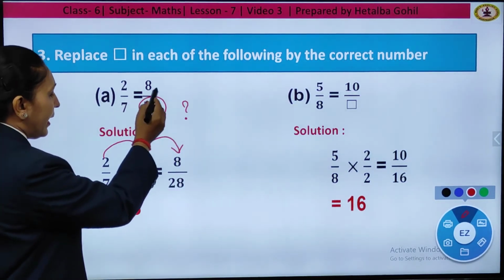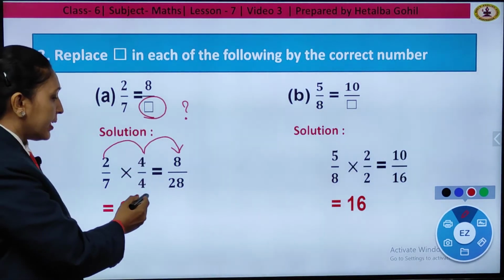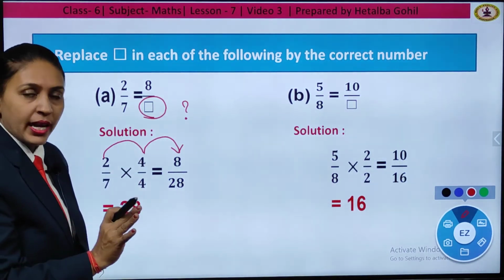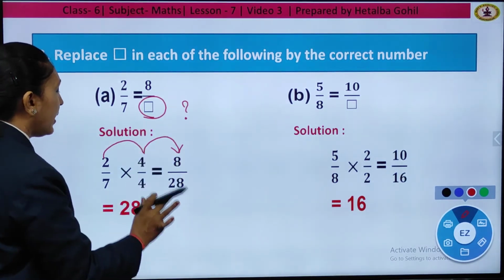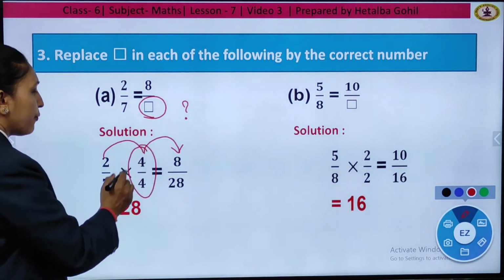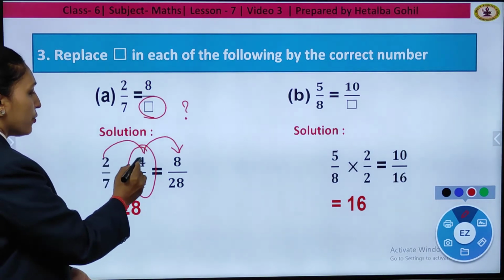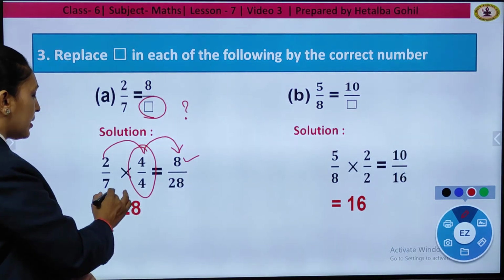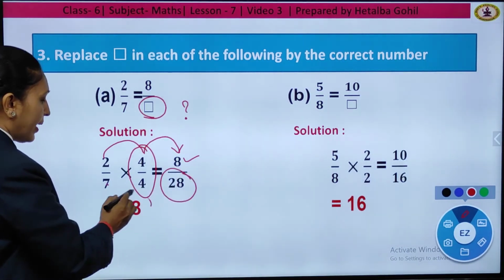Here to get 8, 4 is multiplied, so in the numerator also 4 and the denominator also will multiply 4 only, because we are finding the equivalent fraction. As we have learned, the same number is to be multiplied to both numerator and denominator. So to get 8, I have multiplied 4 to numerator and denominator. So when I multiply 2 into 4, I will get 8, which is given to us in the question already. But in the denominator children, what will we get? 7 into 4, that is 28. So 28 is our answer.